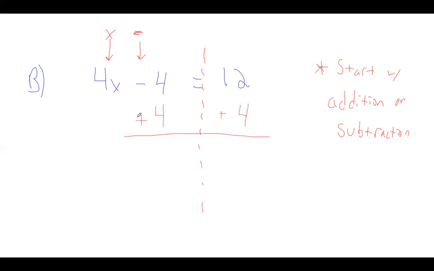A minus 4 and a plus 4 will cancel out. 12 plus 4 is 16 equals 4 times x, right? 4x means 4 times x.